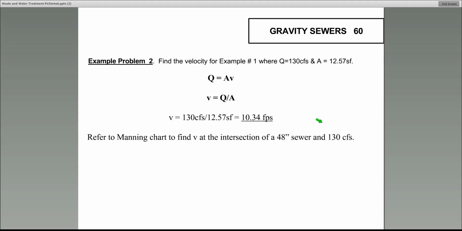Okay, problem number 2. Find the velocity, for example number 1, where Q equals 130 CFS and A is equal to 12.57. So you want to find the velocity. That's simply Q equals VA, and V would equal 130 divided by that. You get 10.34 feet per second.